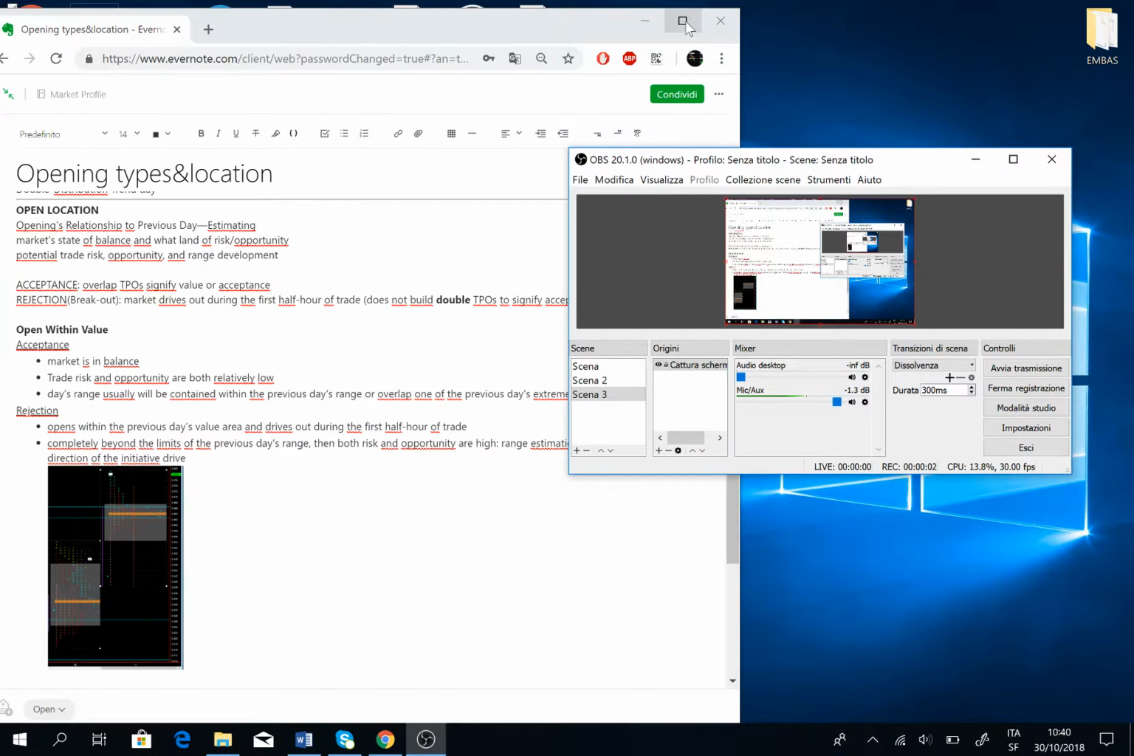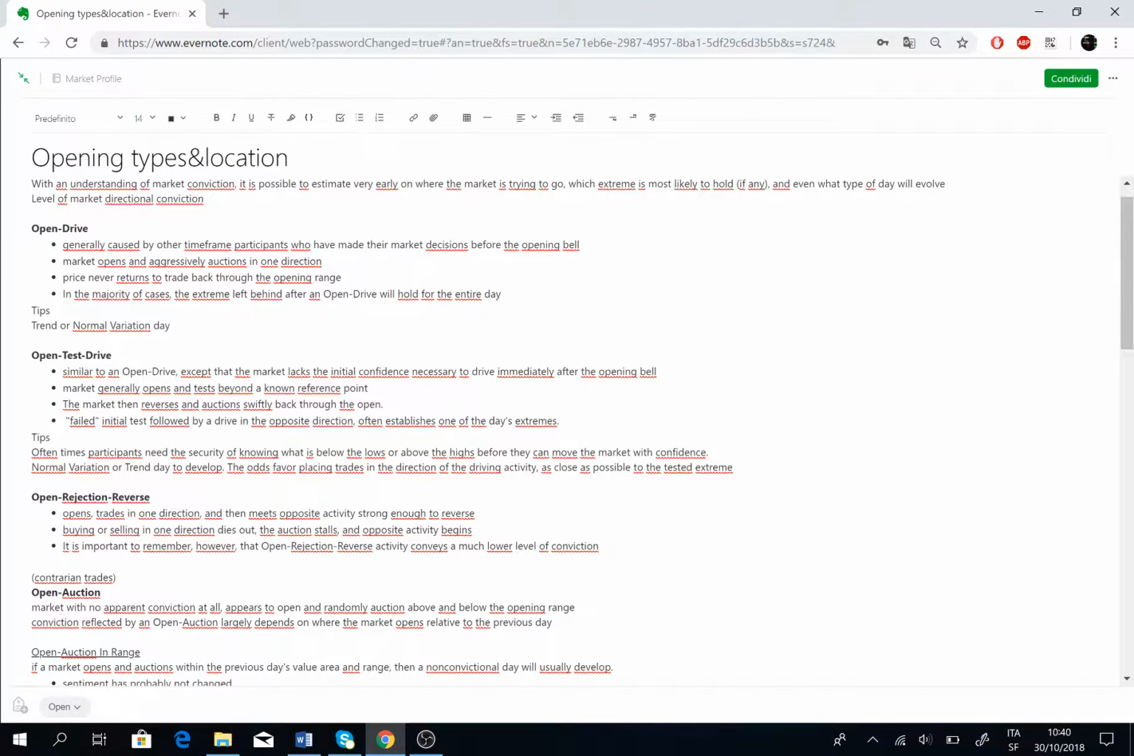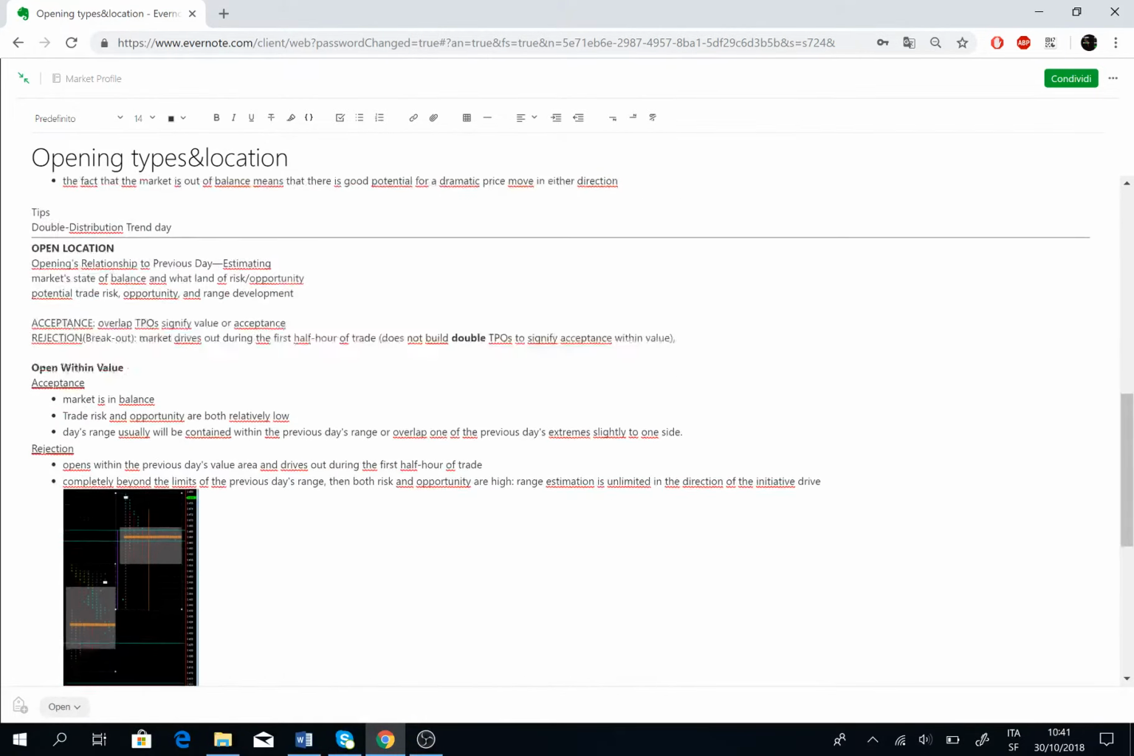Okay guys, this video is to show you the importance of a concept related to market profile that is very important and which I use daily to set up my strategies, to calculate my entry levels, and to understand the context of the market that we have at this moment. I'm talking about the opening location.